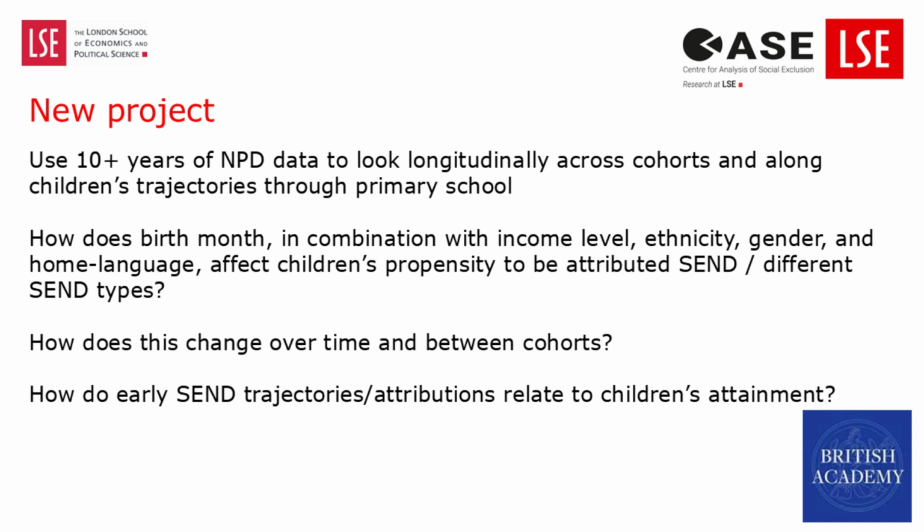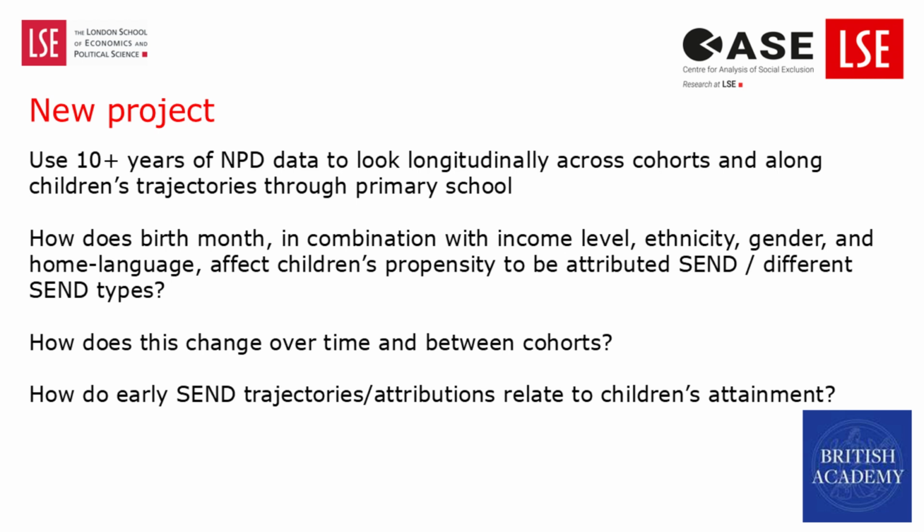Different types is interesting, because being attributed dyslexia, for example, can be positively associated with attainment. However, being attributed things like emotional and behavioural difficulties in school can have a negative impact on children's trajectories. So type, as well as high-level attribution, is really important. I'm going to look at how this changes over time and between cohorts, because we've had a lot of legislative change in terms of SEND provision in England over the past few years.